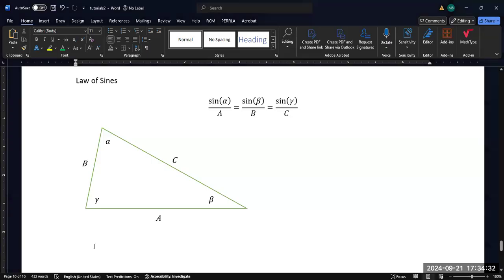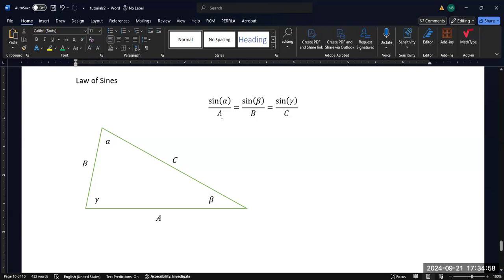Okay, so in this video, we're going to be talking about the law of sines. And the law of sines is this basic idea that there is a common ratio between the length of a side and the angle that is opposite it as you go around a triangle. So larger angles are across from larger side lengths.